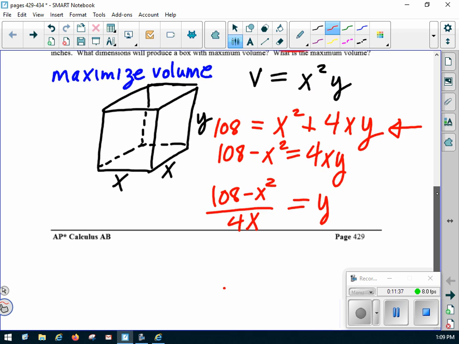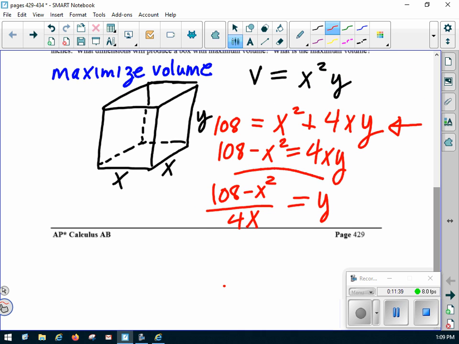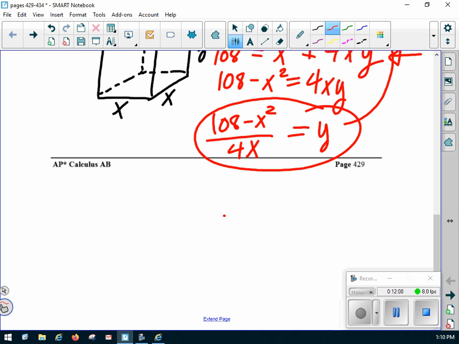Now, here's the thing. This relationship between x and y came from the surface area. So that relationship between x and y will also hold true for the volume because it came from the same box. So what I'm going to do is substitute this in for this y, and now I have an equation for v that only has x in it. Okay? So v equals x squared y.